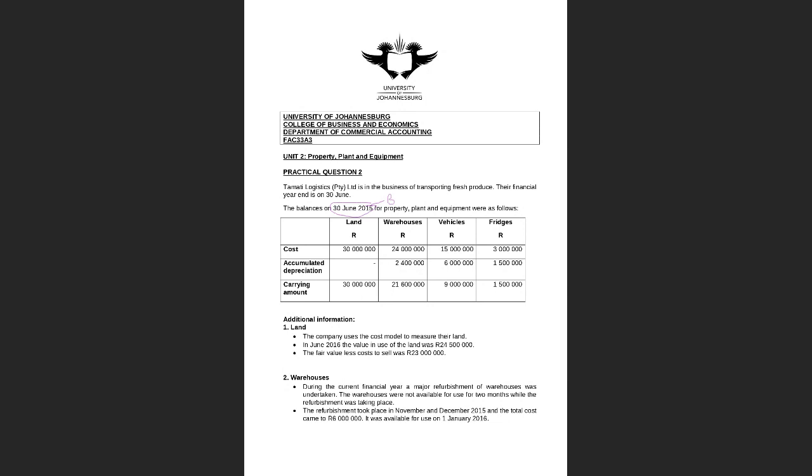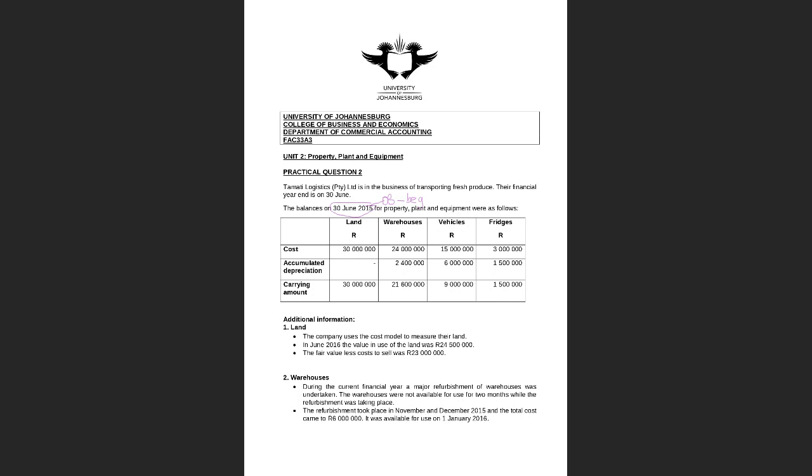They are my opening balances, or the balances at the beginning of the financial year. So that's very important to note. They gave me the balances at the beginning of the financial year, and I'm definitely going to use these balances to do my calculations. Any questions?